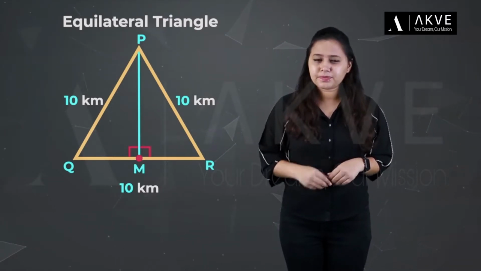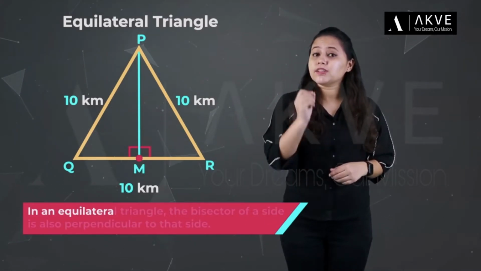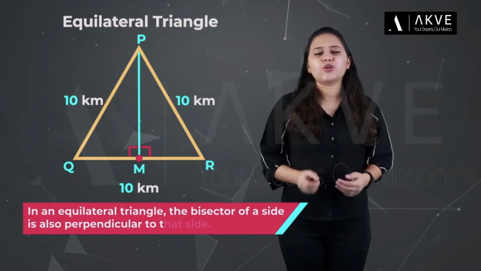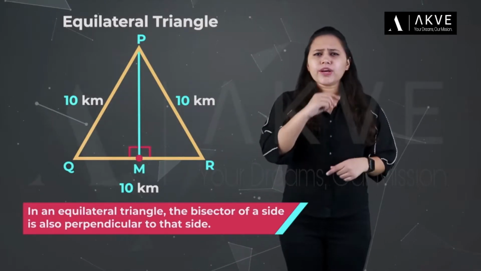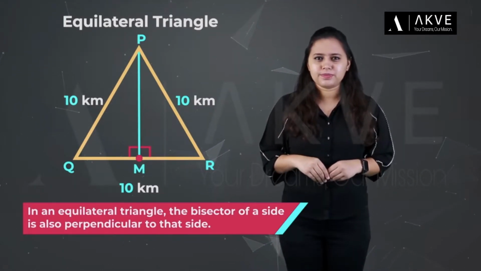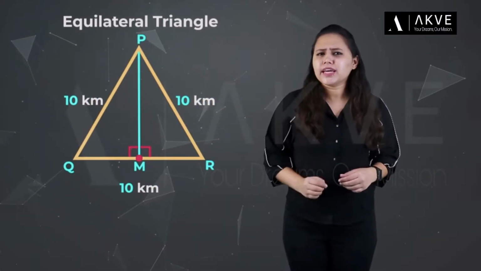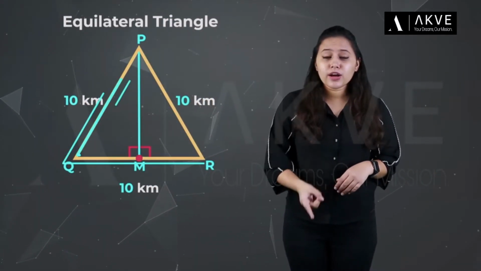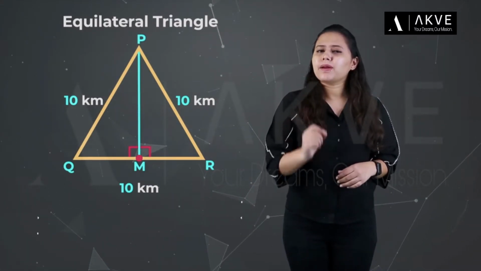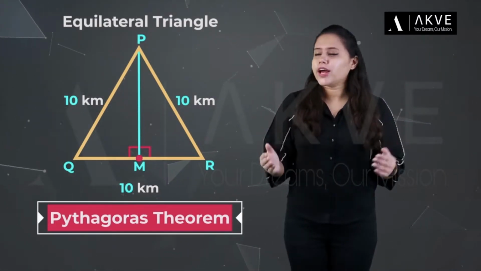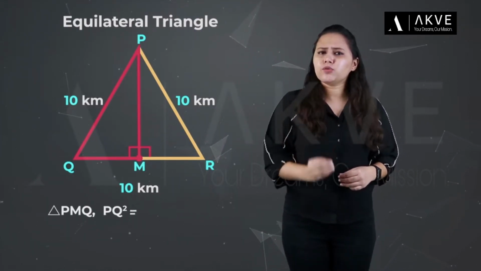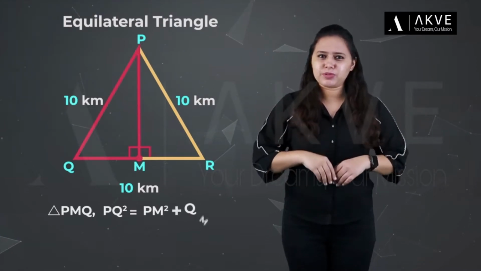And why? Well, in an equilateral triangle, the bisector of a side is also perpendicular to that side. You can easily prove this by using SSS congruence rule. Now, to find the area of triangle PQR, we just need to find the height PM. For that, apply Pythagoras theorem in triangle PMQ. So, PQ squared is equal to PM squared plus QM squared.